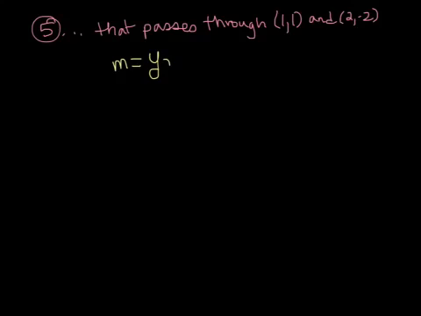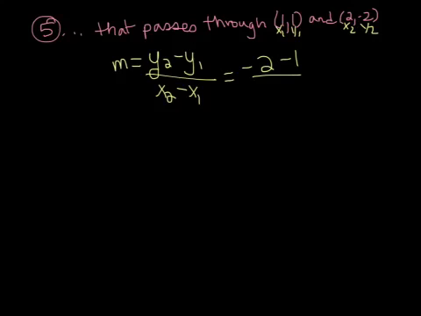And I'm hoping you remember this formula by now. But if you don't, here it is. So I'm going to go ahead and substitute in my values. I'm going to make this x1 and y1. I'm going to make this x2 and y2. I will get negative 2 minus 1 over 2 minus 1. That gives me negative 3 over 1. So my slope is negative 3.